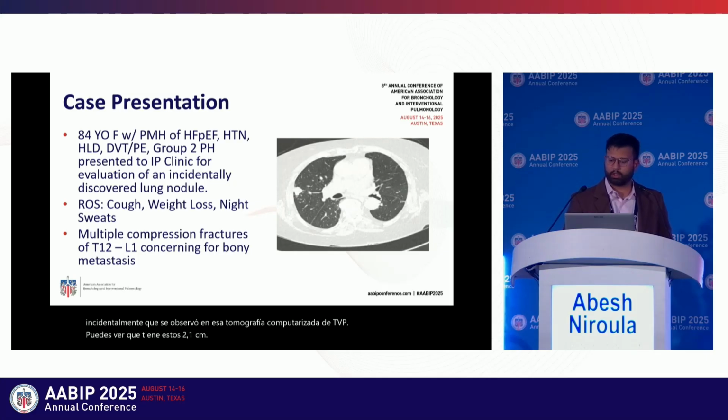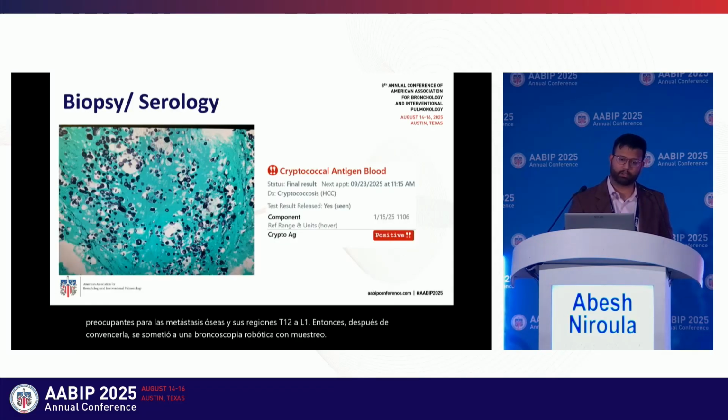The most concerning finding was that she also was noted to have back pain during this admission and had multiple areas of compression fractures concerning for bony metastasis in her T12 to L1 regions. So after some convincing, she underwent a robotic bronchoscopy with sampling. It was most concerning for a primary lung cancer, but we ended up noting on a GMS stain of the biopsy specimen encapsulated yeast, which is consistent with cryptococcal disease.